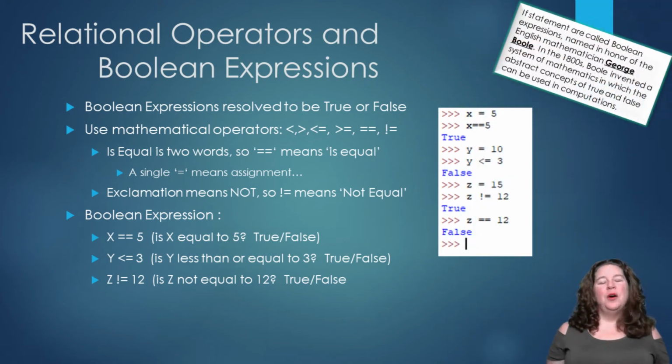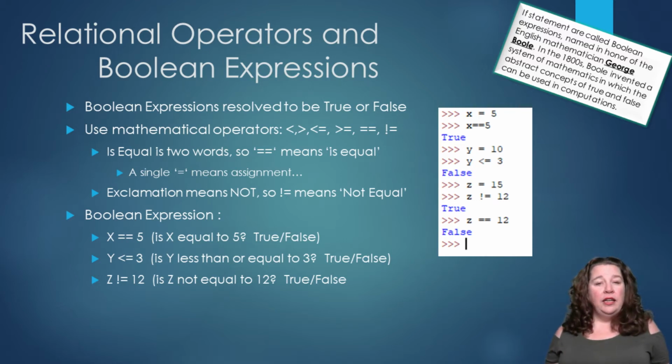All right. With our relational operators and Boolean expressions, you'll hear me use these words a lot. The Boolean expression is simply that statement that determines whether or not something is true or false. That's all it is. There's a little thing up here on George Boole, who came up with the concept of Boolean, which is always interesting. So when we think of Boolean expressions, we usually think of mathematical expressions: equal to, not equal to, greater than, less than.